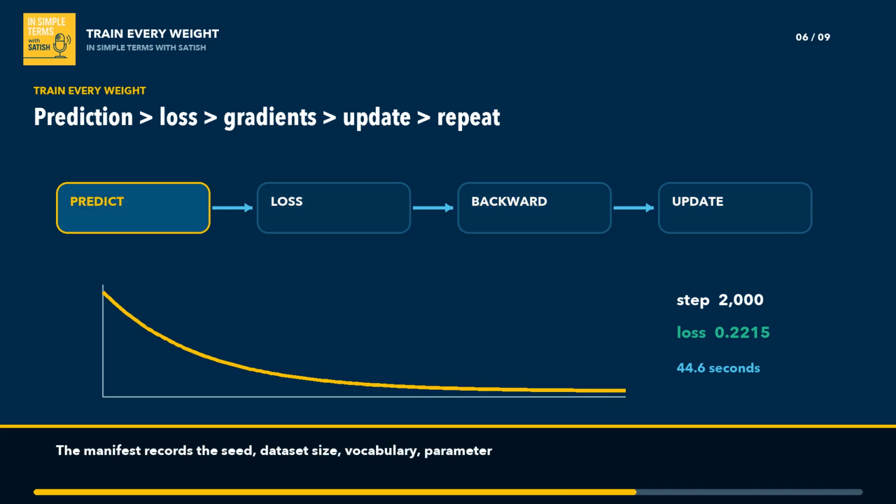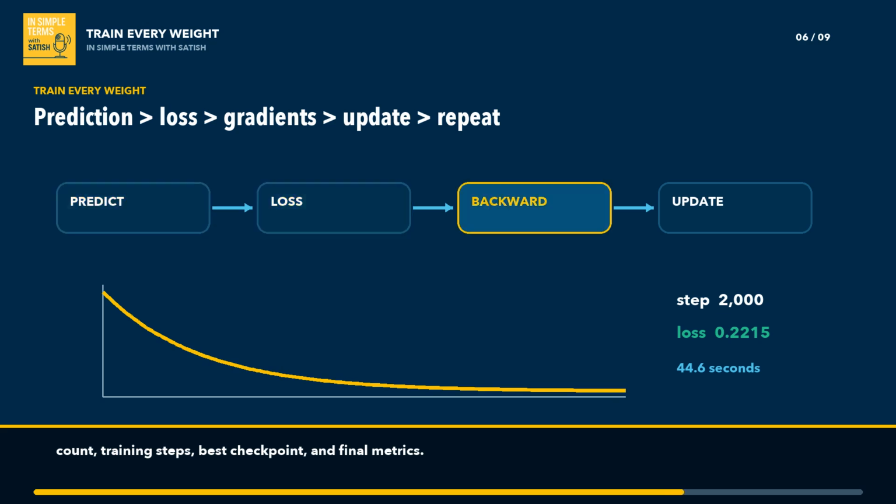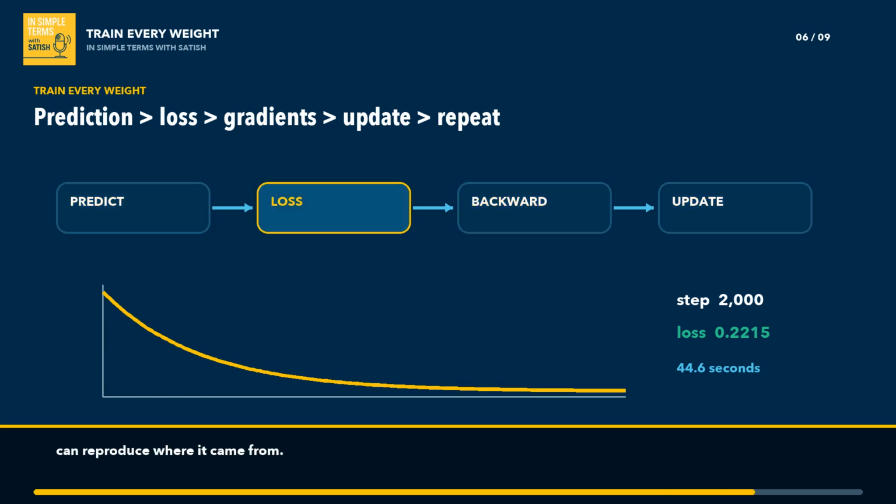The manifest records the seed, dataset size, vocabulary, parameter count, training steps, best checkpoint, and final metrics. A number on screen is evidence only when we can reproduce where it came from. Lower loss tells us the model fit the data better. It does not yet tell us whether it learned broadly or simply copied, so evaluation comes next.